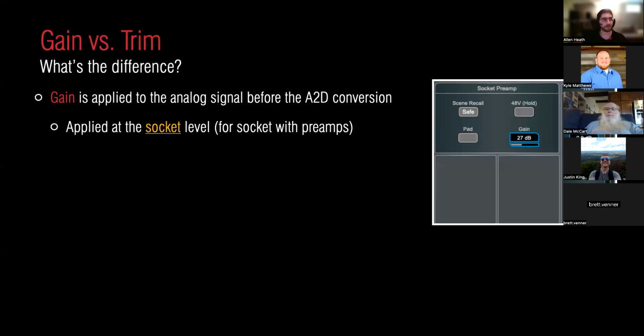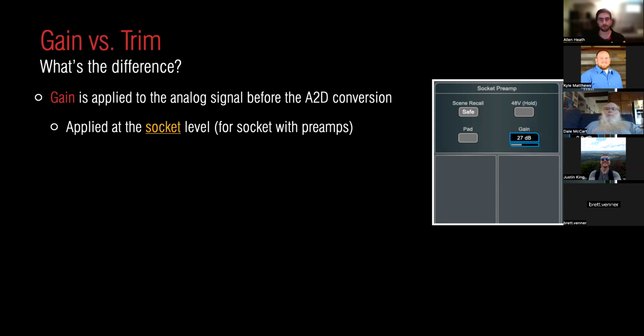So first of all, gain, that's something that's applied to the analog signal. It's a boost or a cut applied to that signal before it's converted into digital so that it can be processed by a digital mixer. And more importantly, I would say, is that it's applied at the socket level.